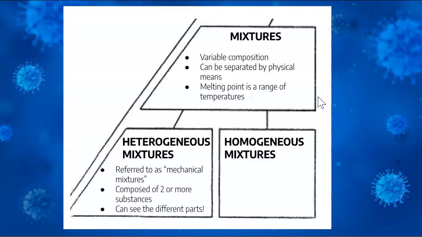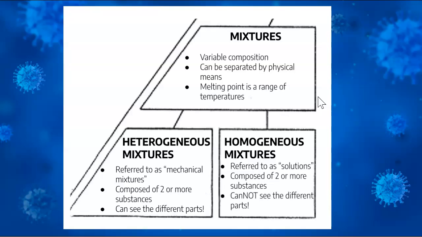So for example, if I use again the example of dirt and rocks and sand, just like a scoop full of stuff you've taken out of the dirt in your yard, right? If you were to look at it, you will actually be able to see the different particle types in it. It's very easy to see that it is a mixture of different items. Whereas with a homogeneous mixture, we will refer to these as what are called solutions. And again, it's going to be composed of two or more substances, but you can't see the different parts.